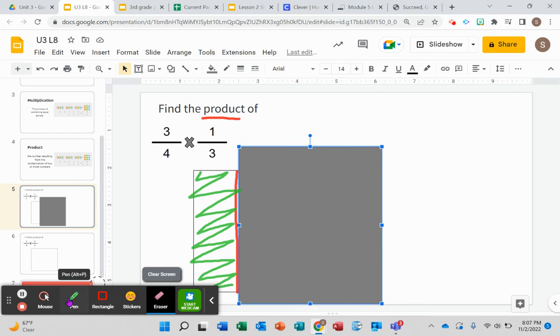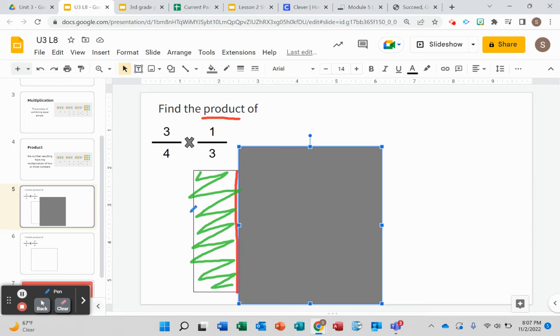Okay, now what we need to do is take our one group, our 1/3, and we only want 3/4 of it. So I have to split up my 1/3 into 4 pieces, right? Because that's what the fraction is. Because I only want 3/4 of it. I don't need the whole thing. I only want 3/4 of my 1/3. So I have 1, 2, 3, 4 pieces, and I want 3 of those pieces.